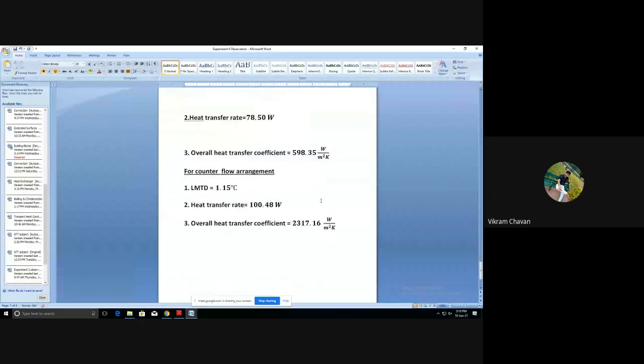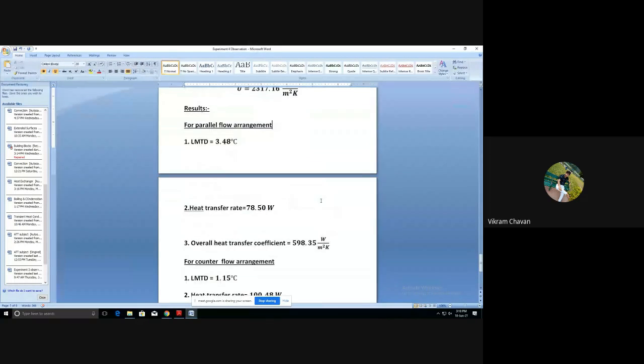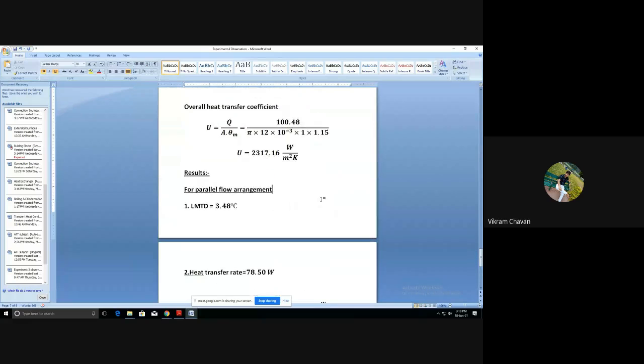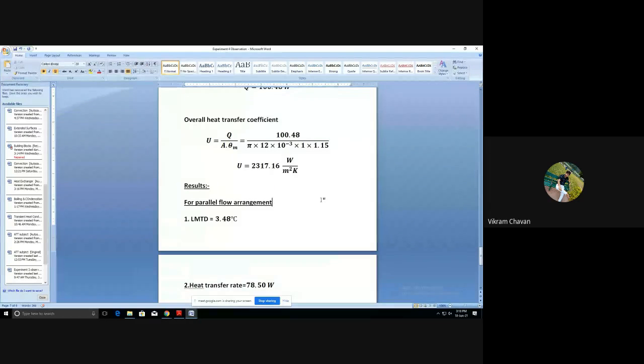That's it about this particular parallel flow and counter flow arrangement heat exchangers. I hope that everyone understood how to perform the experiment and how to perform the calculations for the parallel and counter flow arrangement. Here you can also do the calculation for the effectiveness in the case of the parallel flow arrangement and the counter flow arrangement, by using the effectiveness formulas.